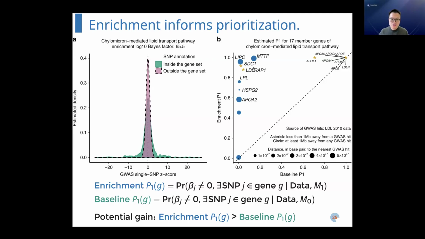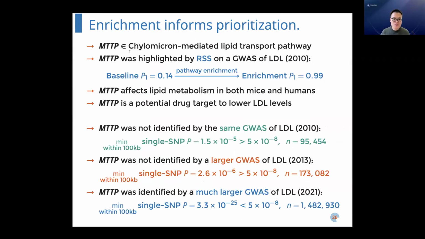And among these interesting examples, one gene caught my attention. It's called MTTP. First of all, this gene is part of the 17 genes regulating the lipid transport pathway, so it's supposed to be important. However, this gene was not identified if we only consider the GWAS data. So the baseline P1 is very small, 0.14.